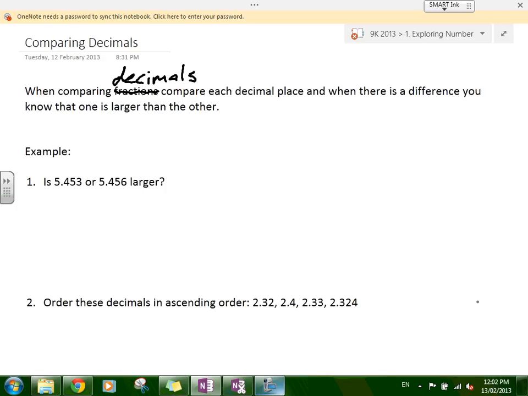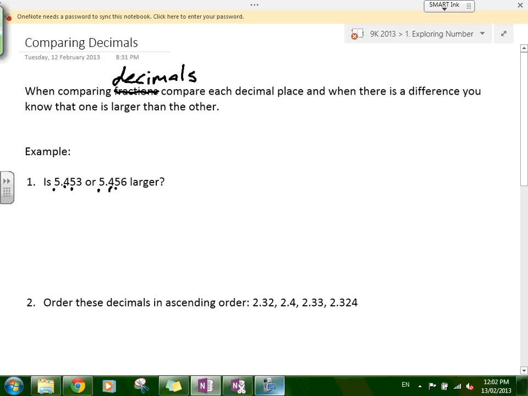So we say, is 5.453 or 5.456 larger? Which is larger? We compare the 5s and they are the same, so we can't tell the difference between those two. Then we look at the first decimal place. It is 4 on this one and 4 on that one, so we can't tell any difference. So far they're the same. Look at the next one: 5, 5. That's the same as well.